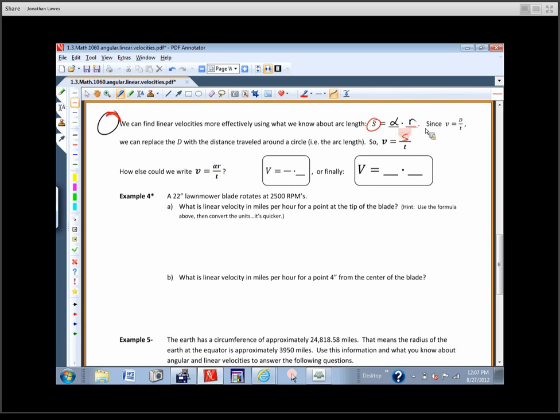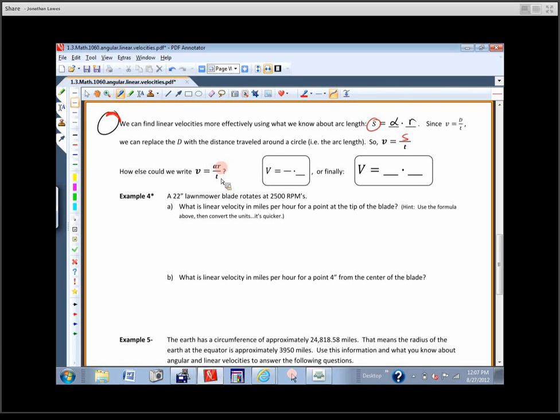Just replace the S with an alpha R. Let's break this up just a little bit. Could we rewrite this somehow using the properties of fractions? Let's write it as two separate fractions. S over T is equal to AR over T. Yep, AR over T is what we've got right here.